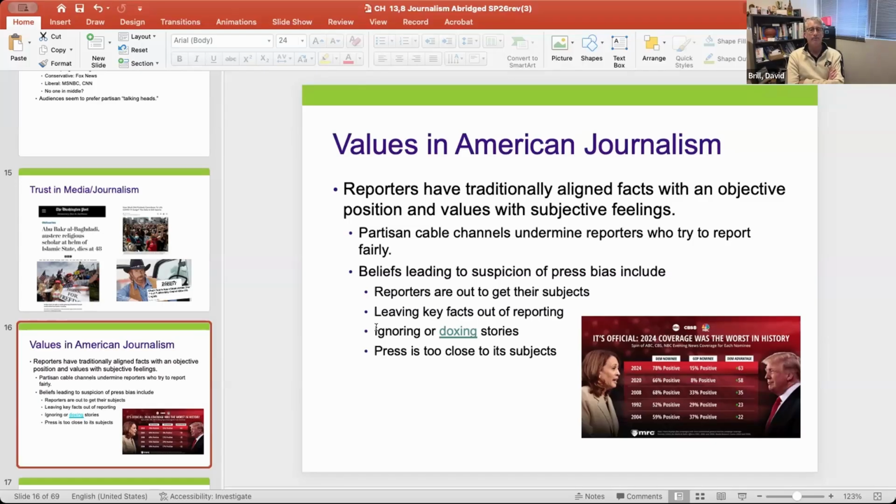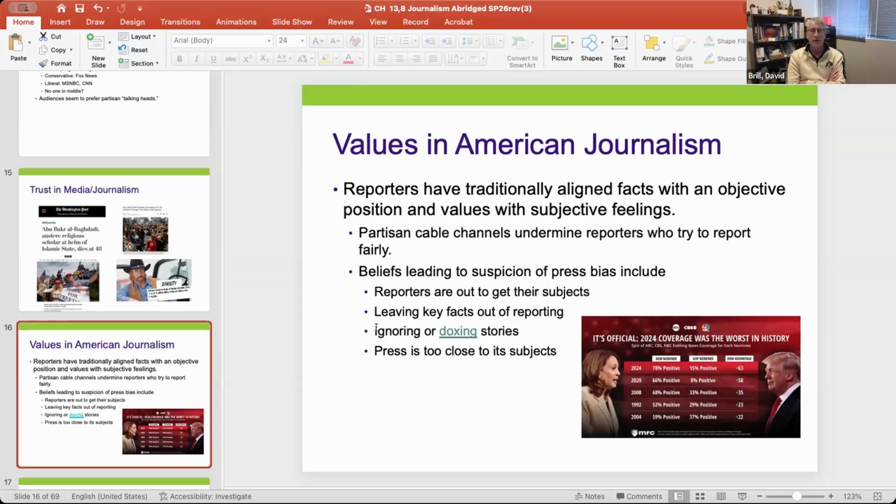So anyway, there is a belief leading to suspicion of press bias, including that reporters are out to get their subjects and leave key facts out of reporting. I think context is very critical. I think that happens more than I care to imagine. It happens more frequently than I would like to say it doesn't.